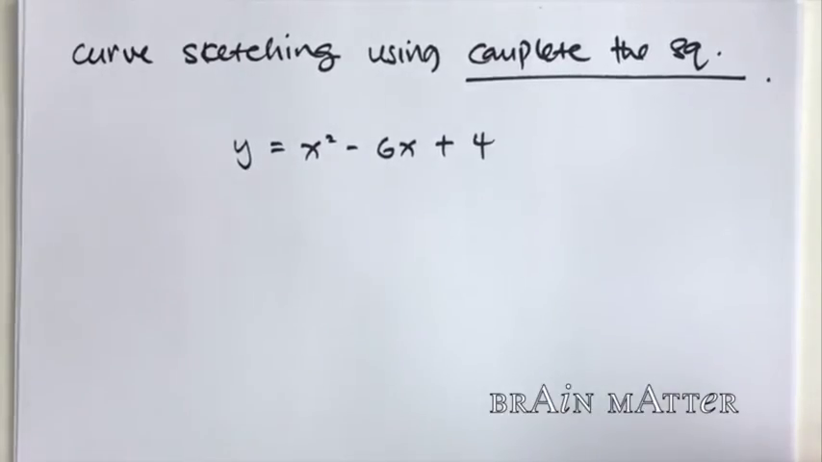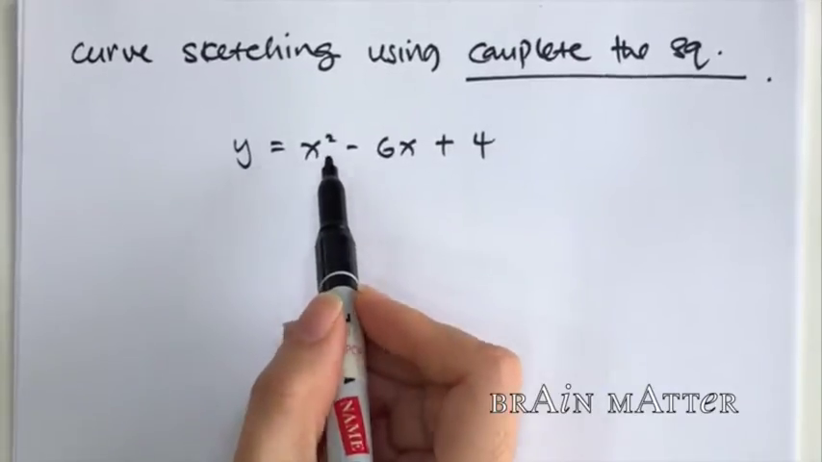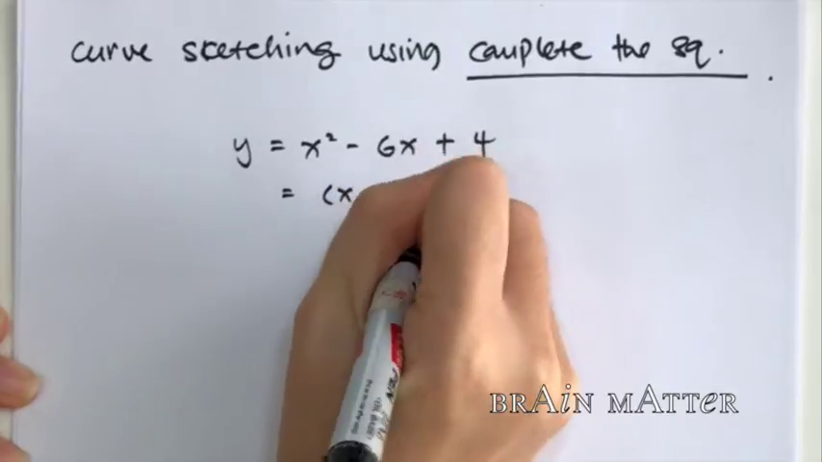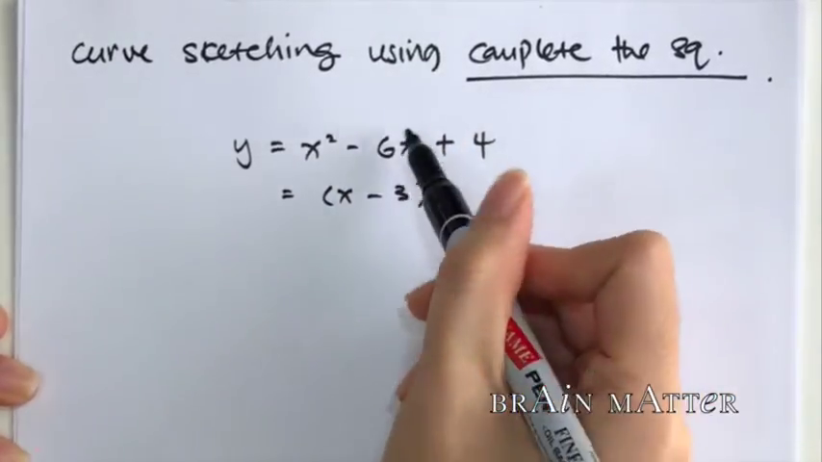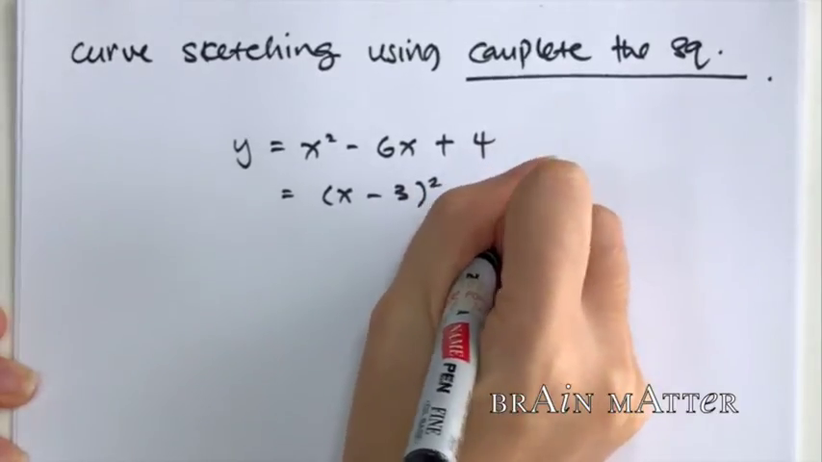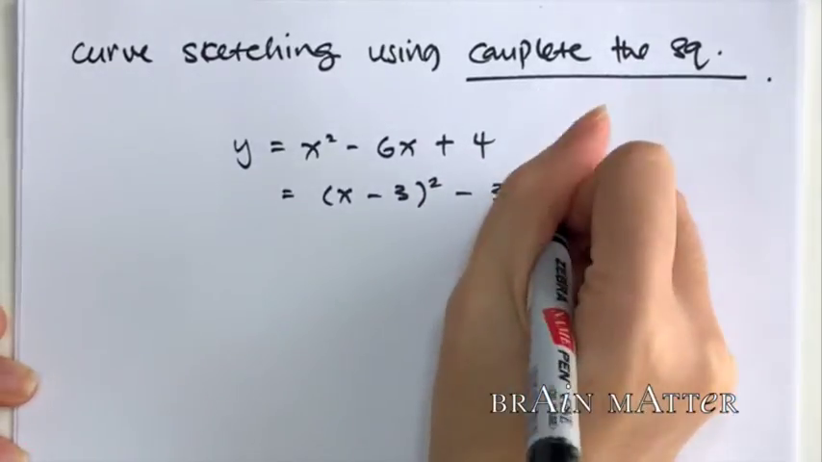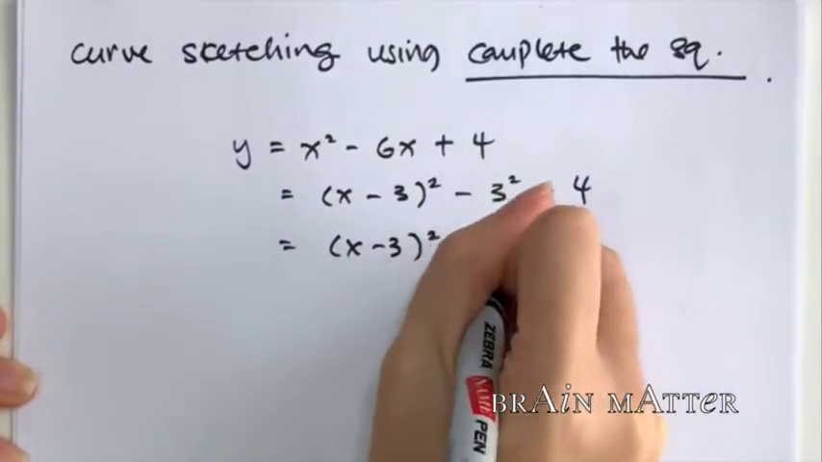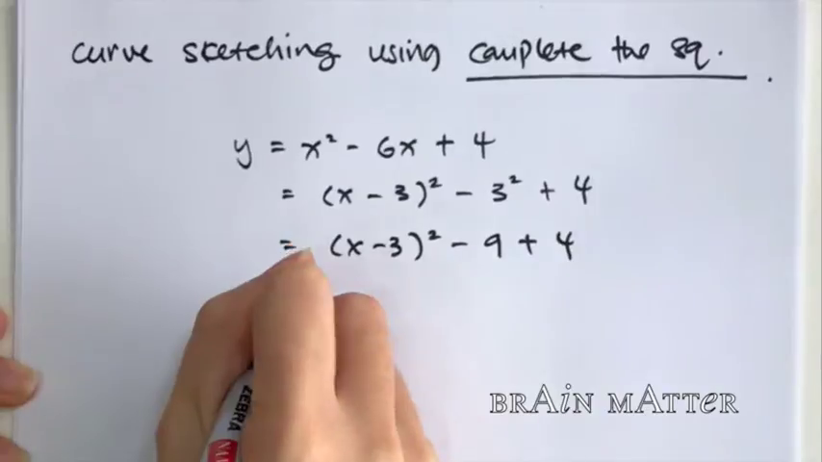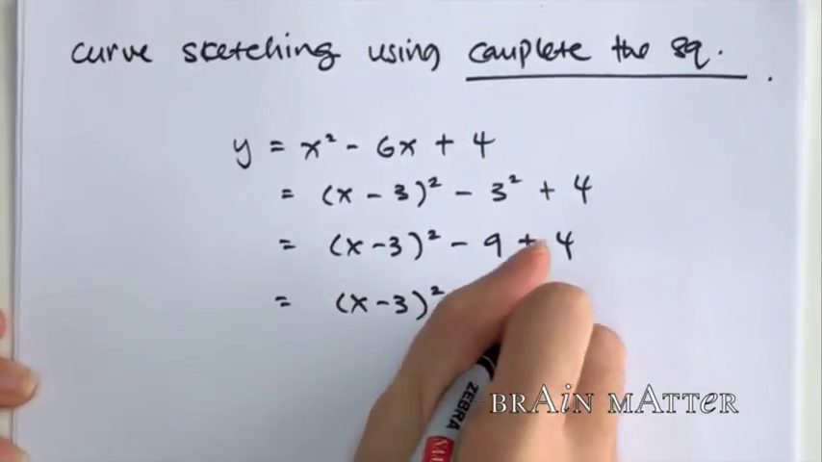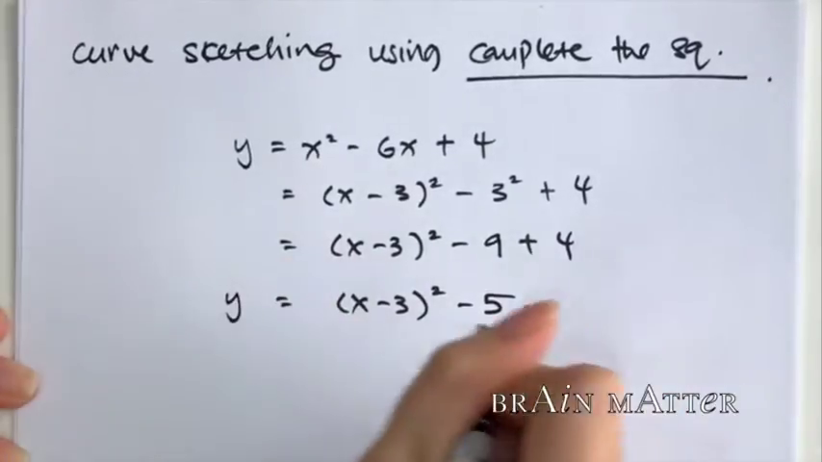Just take note that whenever we complete the square, the coefficient of x squared has to be 1. Okay, so let me just go ahead with this. You need to divide the coefficient of x by 2. Okay, you should be very familiar with this method. Okay, so here I'm done.